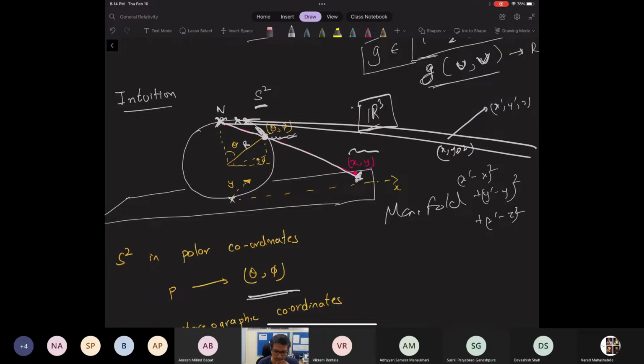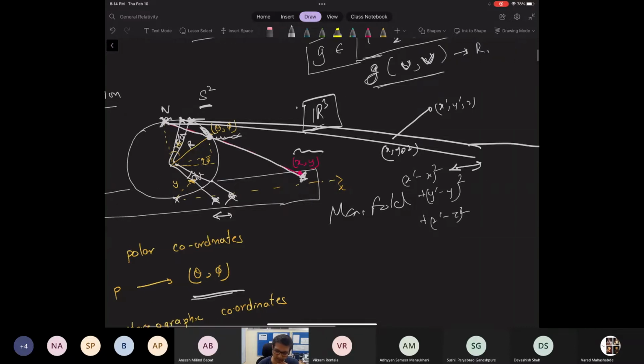Take 2 points which are closer to the North Pole but subtend the same angle d theta, versus 2 points which are closer to the South Pole which subtend the same angle d theta. In stereographic coordinates, these points are closer, but these points will actually be very far away. As I get closer to the North Pole, these points get really, really far away from each other.